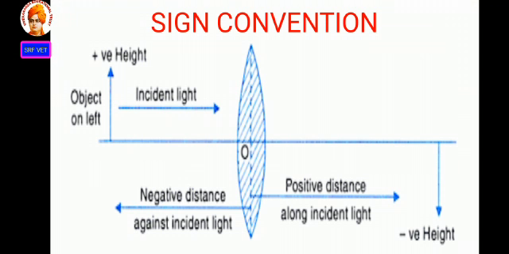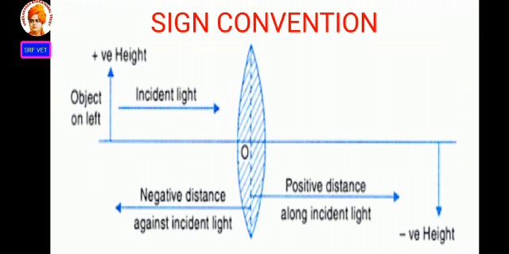Sign convention. Cartesian sign convention is used for measuring various distances in the ray diagrams of spherical lenses. There are 6 points. First one, the object is always placed on the left side of the lens. Next point, all the distances are measured from the optic center of the lens.